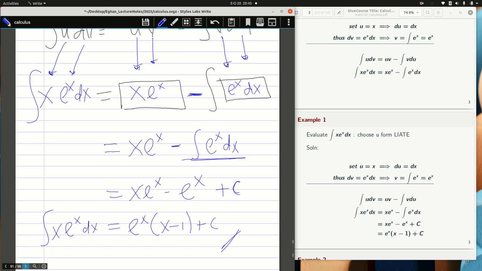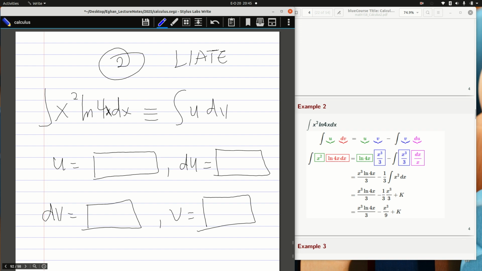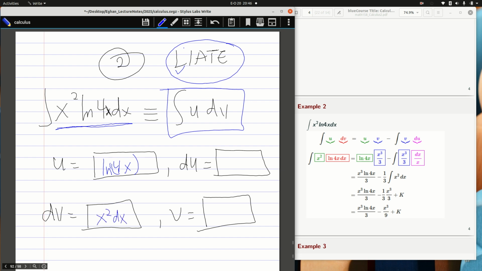So example 2, you know I always give you 3 examples. Example 2 here on slide 4. I want to integrate x squared ln 4x dx. And don't forget the LIATE. So the function, do I have a log function? Yes, so automatically I end there. It means my u is ln 4x, and then my dv becomes the remaining x squared dx. If I take just this part off, I'm left with this and that. So I told you, don't leave things out.